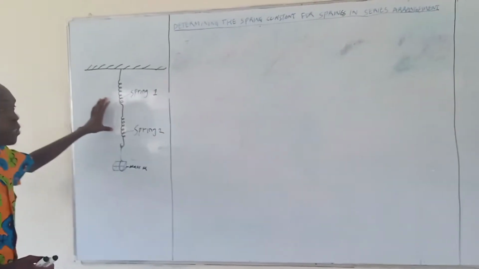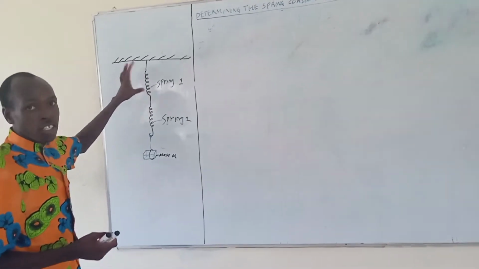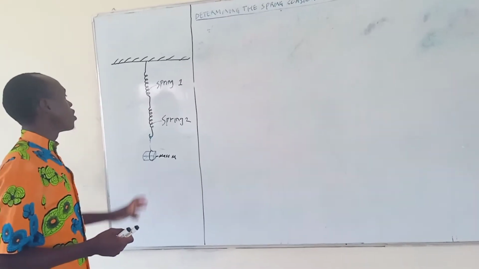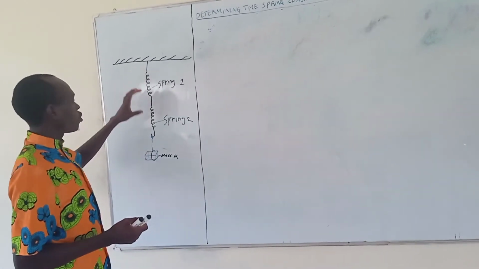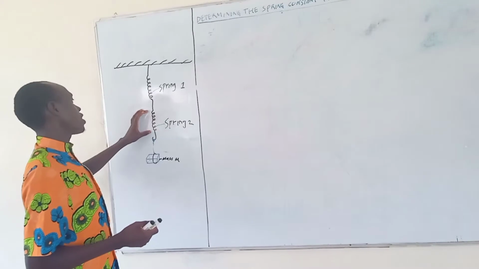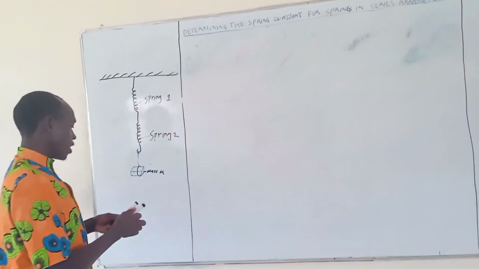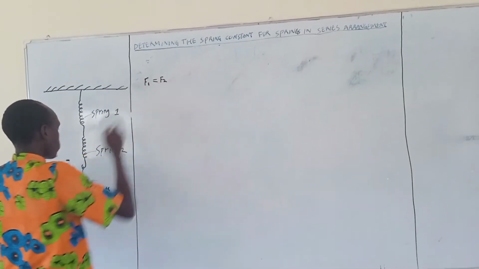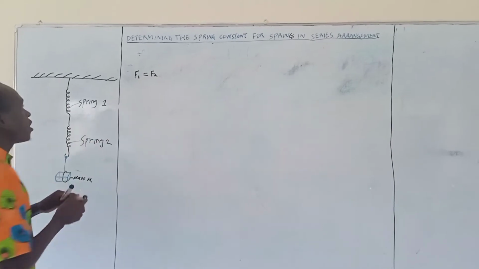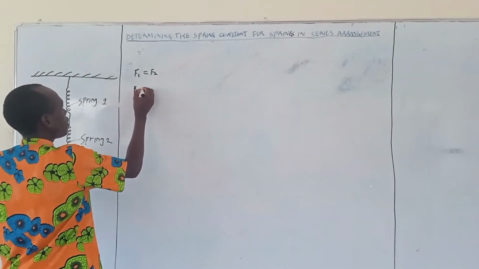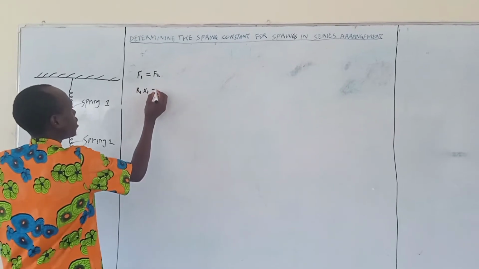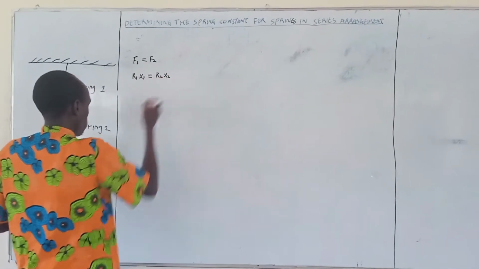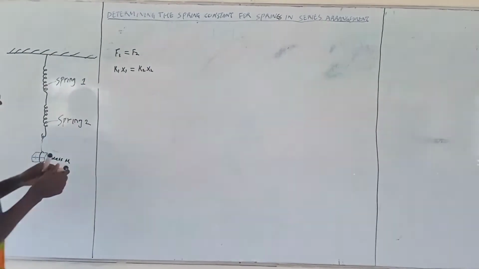If you don't know how springs can be arranged in series, I have a sample here. This is the sample of how springs are arranged in series. This is spring 1 arranged back to back to spring 2 so that they act on one mass. So the force exerted by spring 1 on spring 2 is equal to the force exerted by spring 2 on spring 1. So we can write F1, force 1, is equal to force 2. And force 1 is given as K1 multiplied by X1, which equals force 2, written as K2 multiplied by X2.